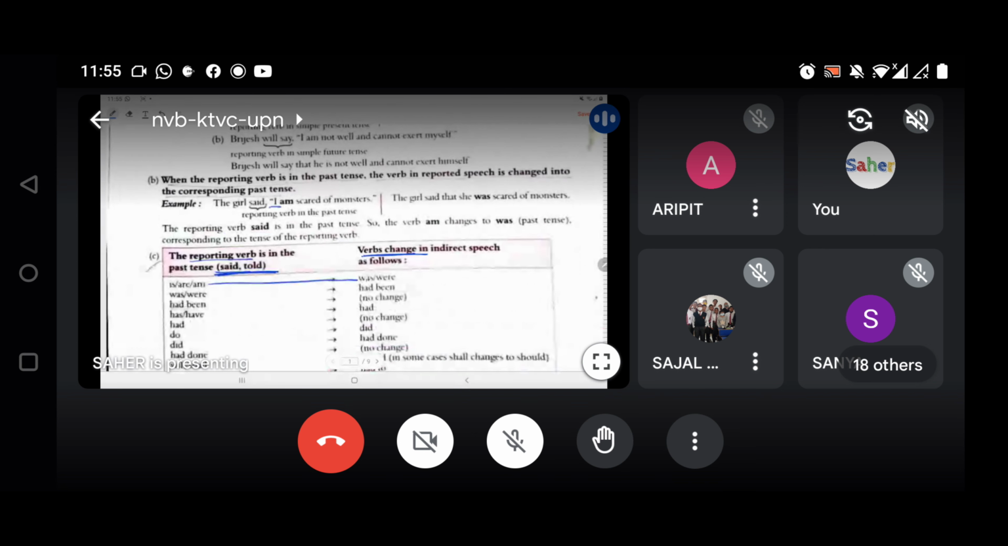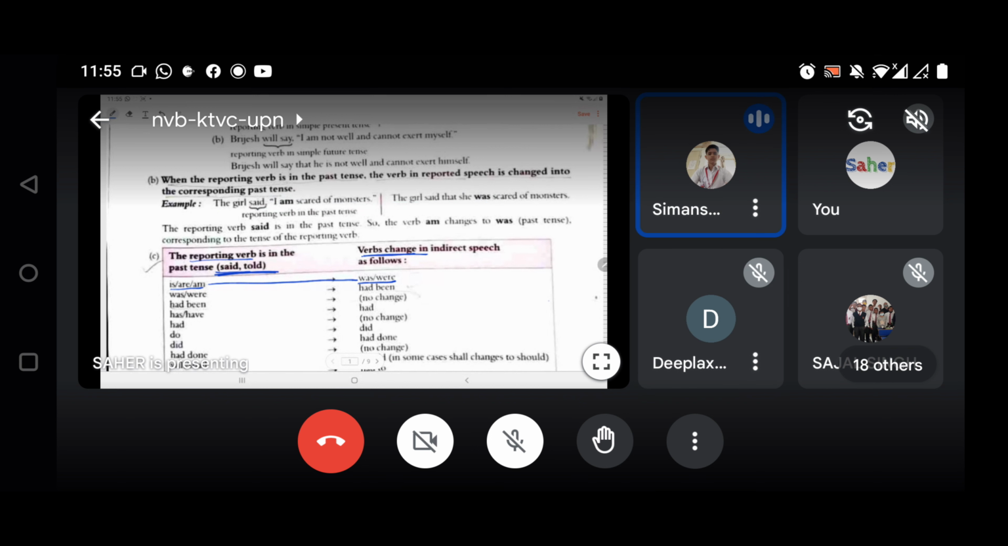I am scared of the monsters. The girl said, I am. So it was, the girl said that she was. Is, am, are will change into was or were. Were, we know, we have to use when the subject is plural. Here, because the subject is singular, we have to use was. Got it?